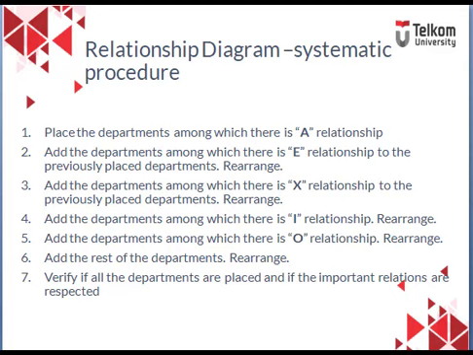There is a relationship diagram systematic procedure. 1. Place the departments among which there is an A relationship. Add the departments among which there is an E relationship to the previously placed departments. Rearrange. Add departments among which there is an X relationship to the previously placed departments. Rearrange. Add the departments among which there is an I relationship. Rearrange. Add the departments among which there is an O relationship. Rearrange. Add the rest of the departments. Rearrange. Verify if all departments are placed and if the important relations are respected.